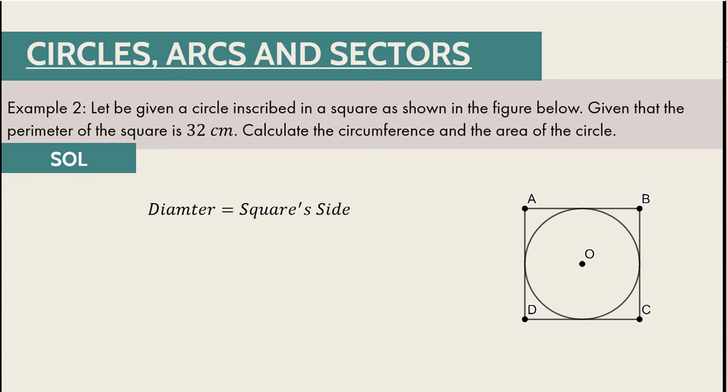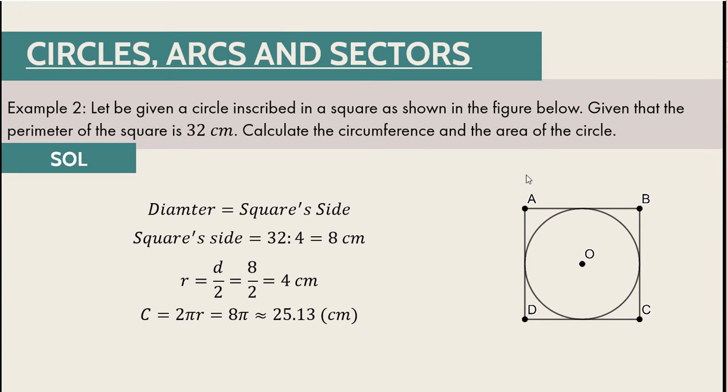When you look at the diagram here, you should notice that the diameter of the circle is actually the square side. So we need to find the square side to find the diameter and then the radius. The square side is 32 divided by 4 equals 8 centimeters. And because of that, the radius, half of the diameter, is 4 centimeters.